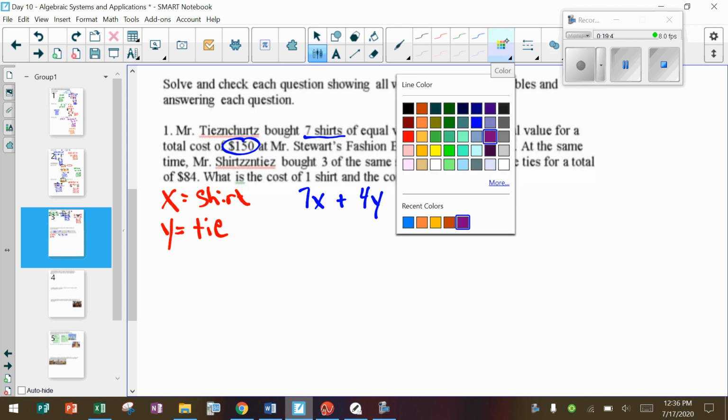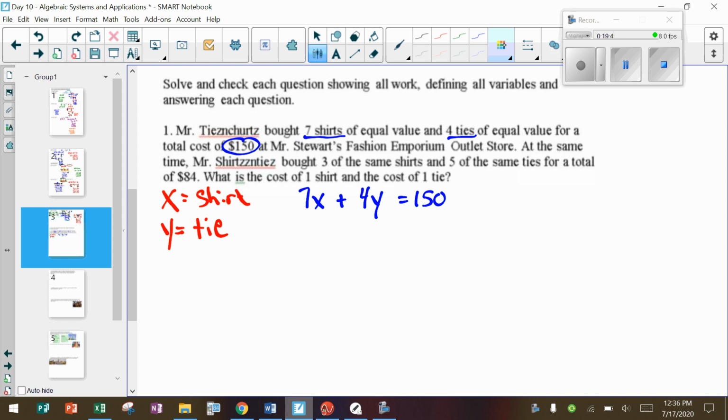Second equation, 3 shirts, 5 ties is $84. 3 shirts and 5 ties is $84. Now we're going to use the elimination method, and we're going to solve for x and solve for y. So you get to choose whether we solve for x or cancel out the x or cancel out the y. I think I'm going to cancel out the y values first.